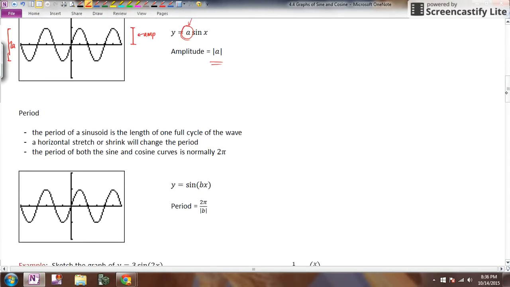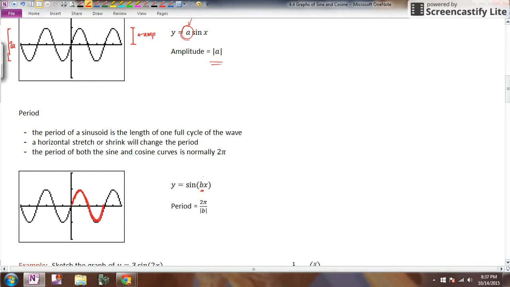The period is multiplied to the x. So the period is how long it takes the graph to actually repeat itself. Right there in the red is one entire period. And then the graph is just that thing over and over again. It is more like your horizontal stretch or compression.